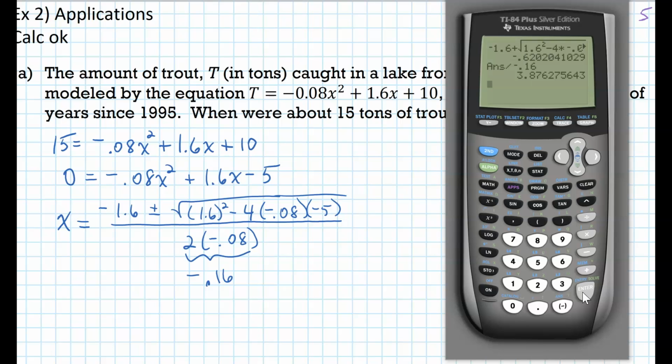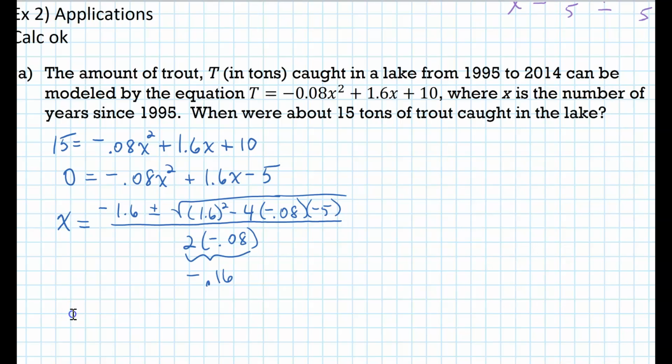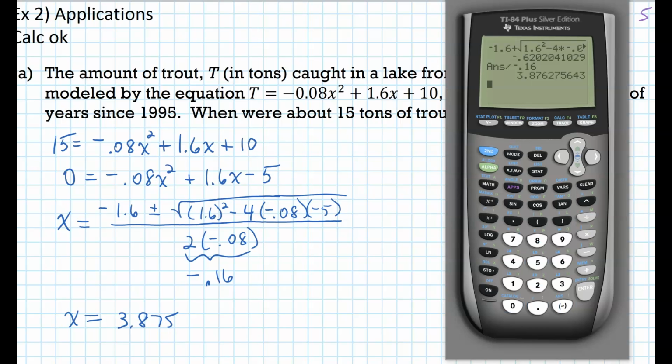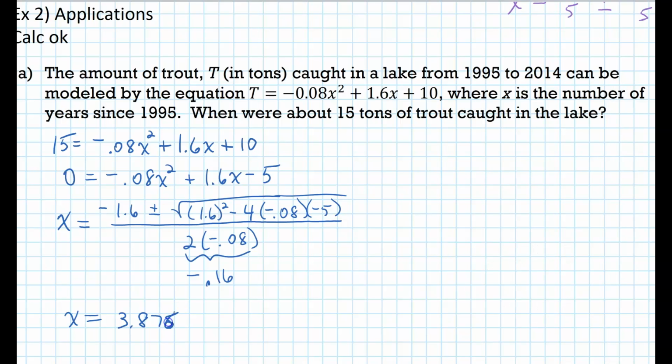What do we round to here? Let's just go 3 decimal places. Okay, so there's one answer. So we got x is equal to, what was it, 3.875? Was it 7.6? Because there's a 2 after. Oh, thank you, right, it is 7.6.